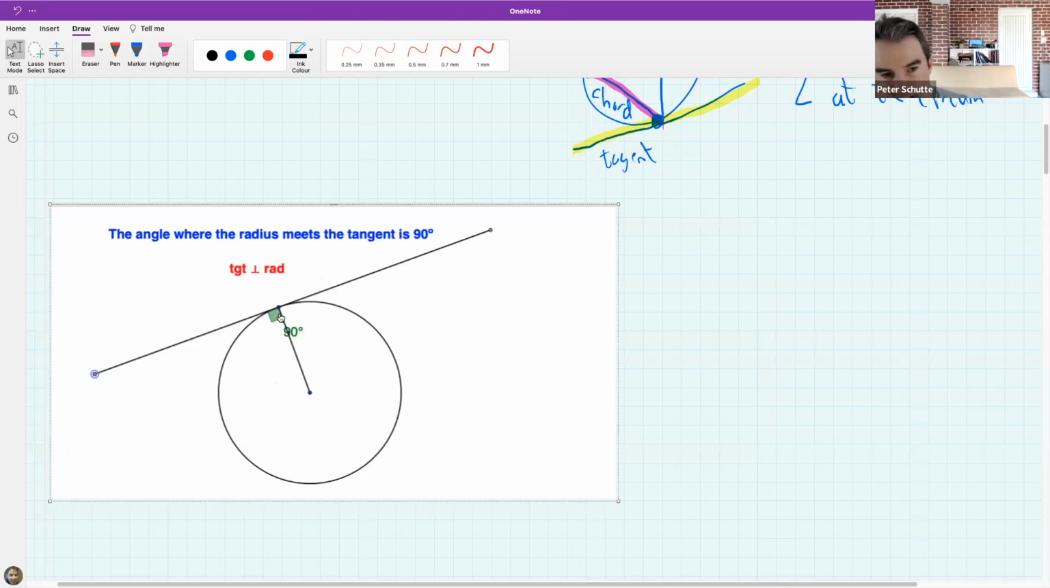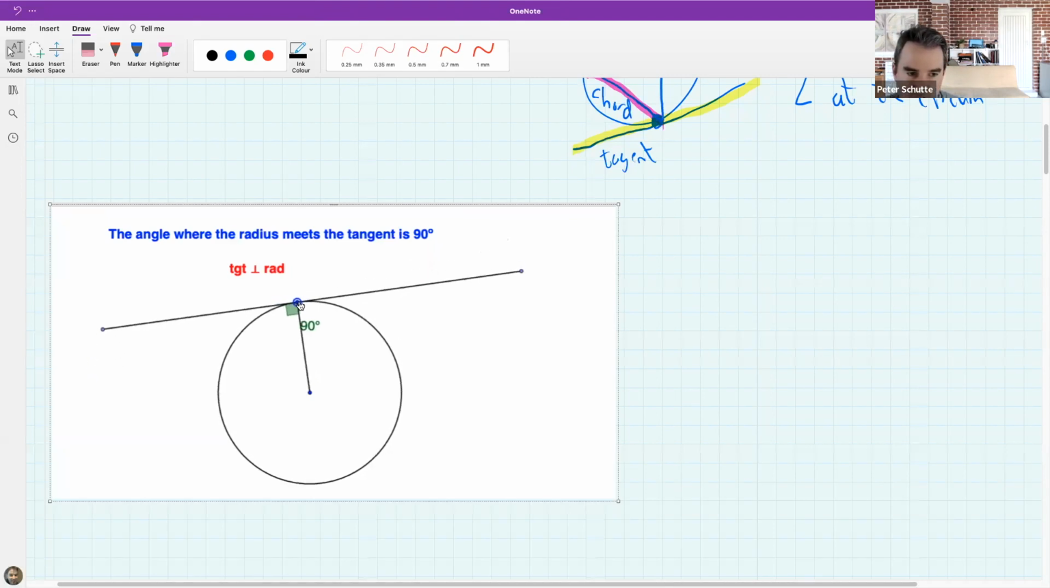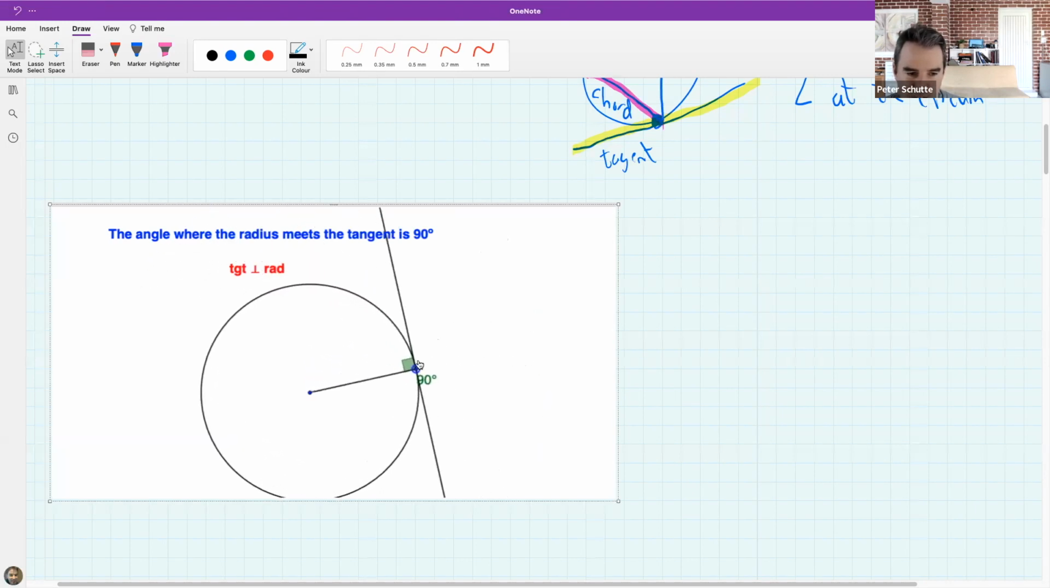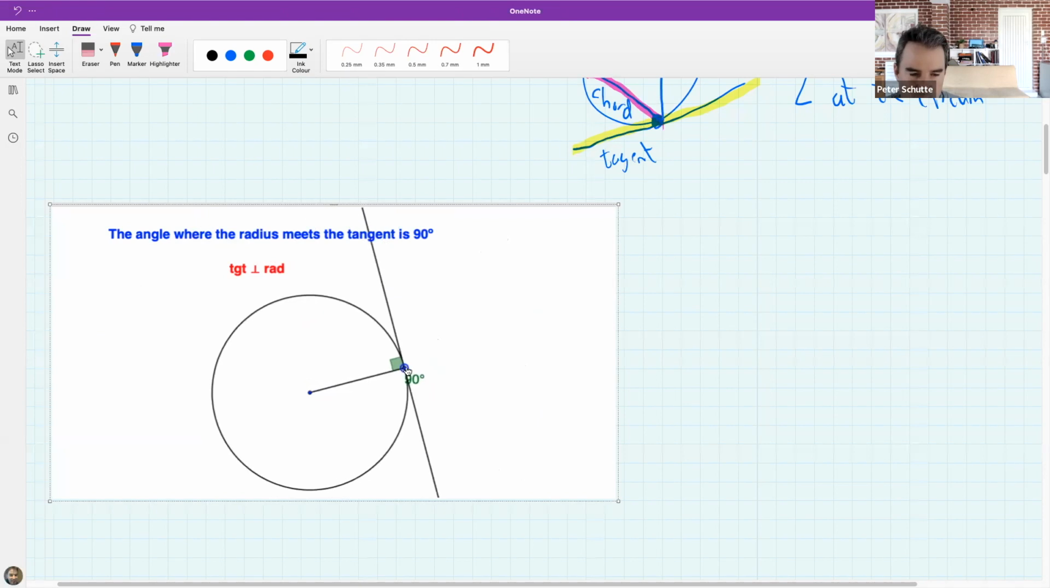Okay, so here's a tangent and here's a radius. Okay, so those are the two words. Now here, I want to show you something quite cool. Watch this. We are going to go on a little journey around, well, making the circle bigger and smaller.